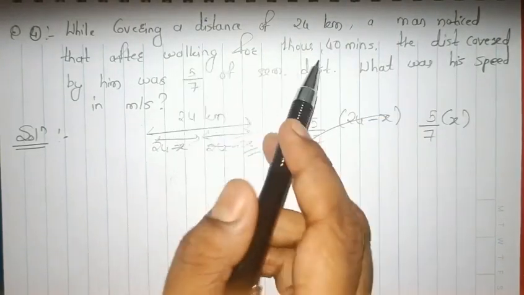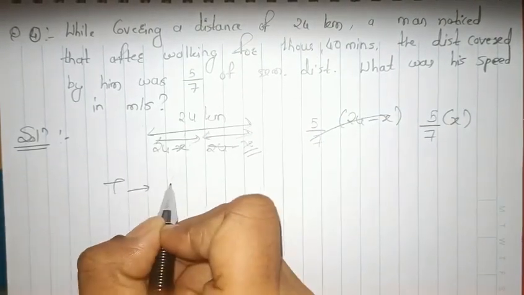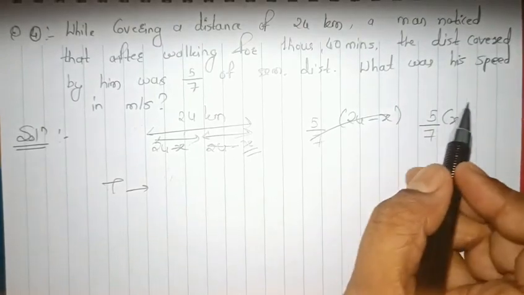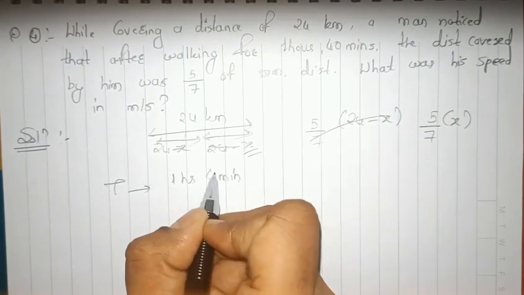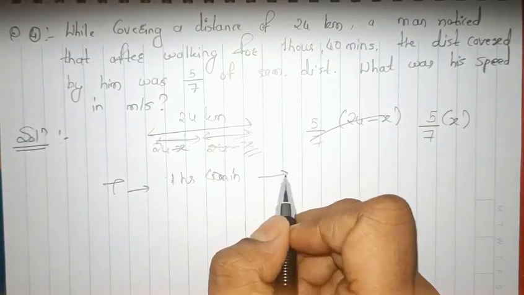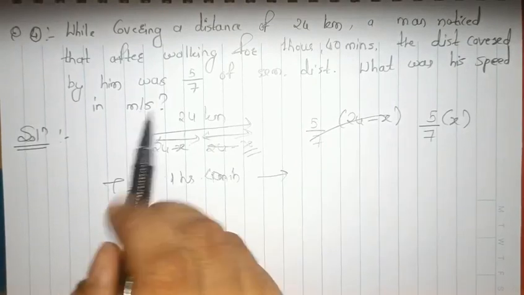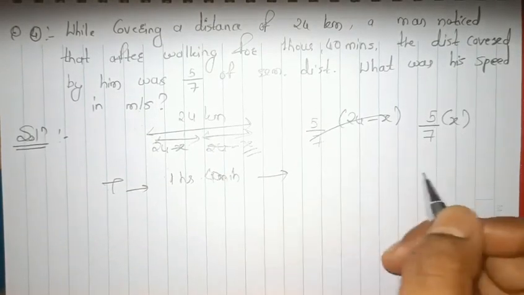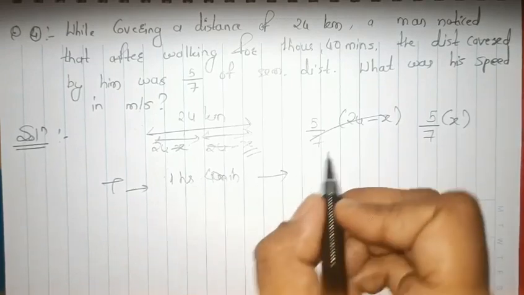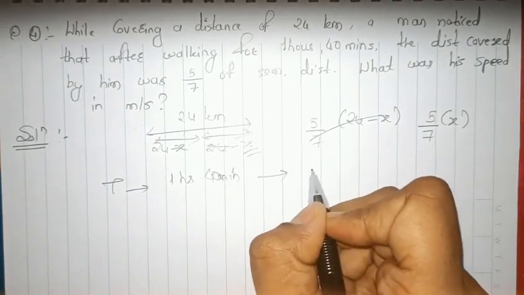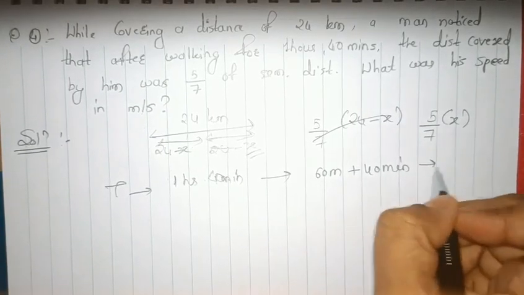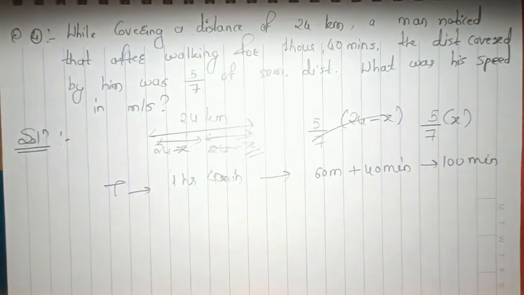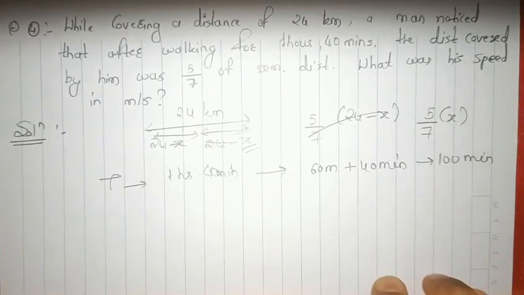The man noticed that after walking for 1 hour 40 minutes. So the time required for covering this 5/7 of x is 1 hour 40 minutes. If you want your answer in seconds, convert this in minutes or seconds. First of all, make it the same unit. First of all, make it in minutes. 1 hour means 60 minutes plus 40 minutes, which is 100 minutes. Keep it as it is for now. We will convert minutes to seconds in the next step.